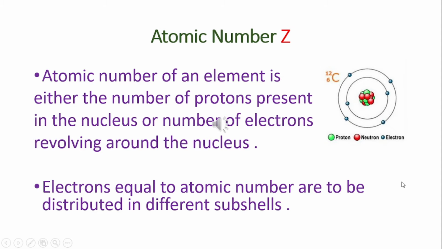Now let us see what is atomic number, that is Z of the element. Atomic number of an element is either the number of protons present in the nucleus or number of electrons revolving around the nucleus. Electrons equal to atomic number are to be distributed in different subshells while writing electronic configuration.